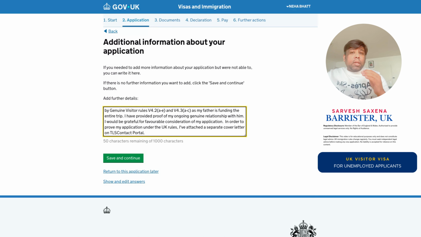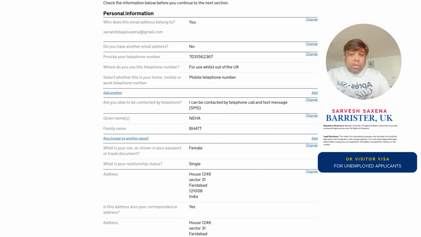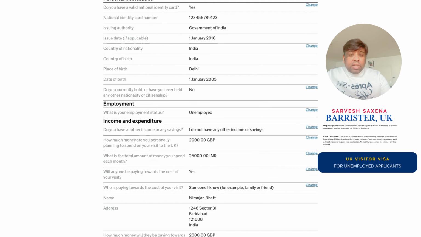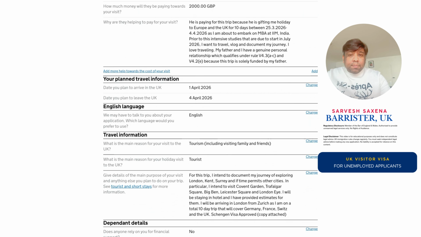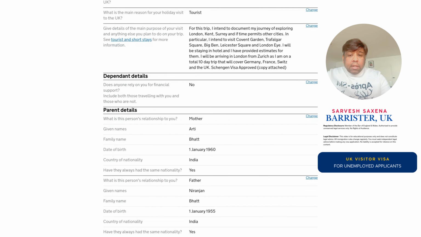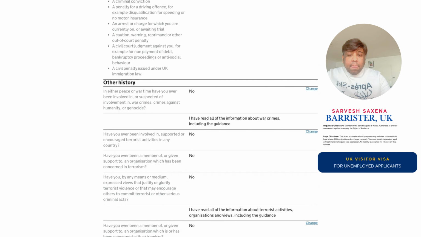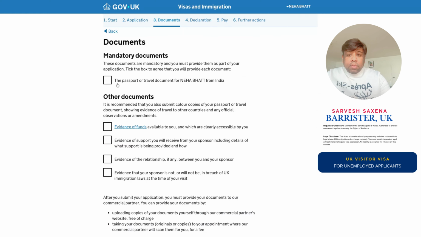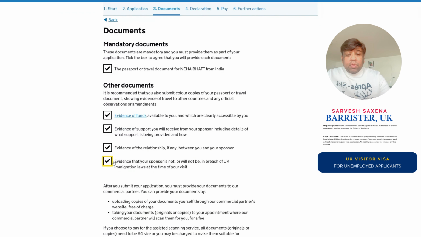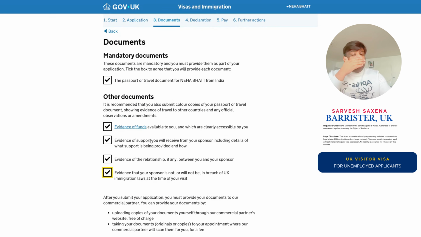But please make sure that your profile is up to date. All right, click save and continue. Now this is the form that is there. You check the details if there is anything wrong, and then you click next, continue. Then this is the checklist: your passport copy, evidence of funds, evidence of sponsor, evidence of relationship between you and your sponsor, right? So let me take you through quickly.